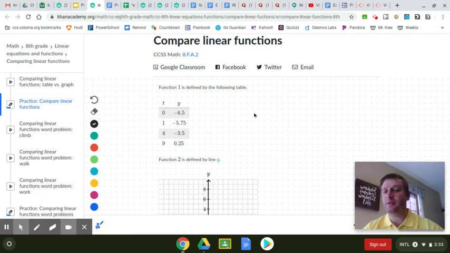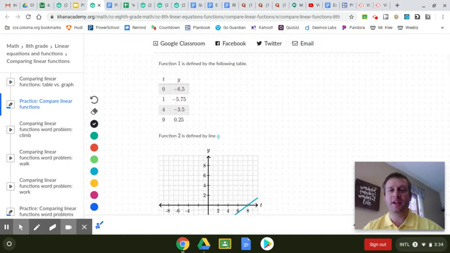So in this video, we're going to take a look at comparing two functions represented in different ways. From previous videos, linear functions can be represented as tables, graphs, or equations. I think we'll do one or two examples here real quick.